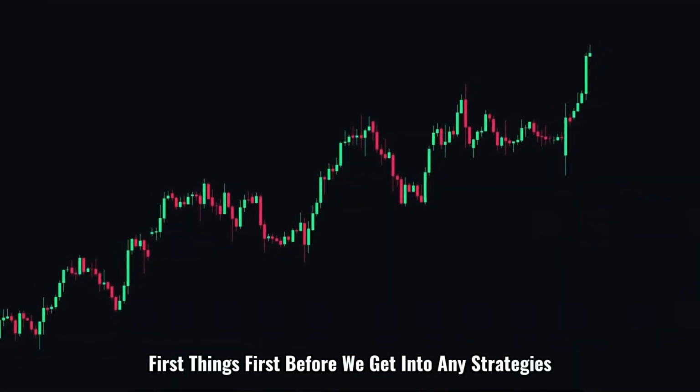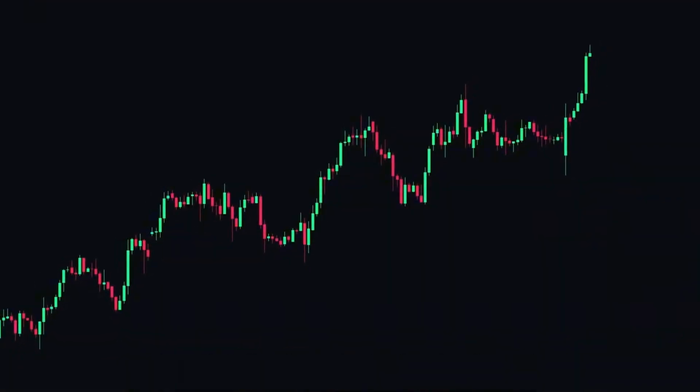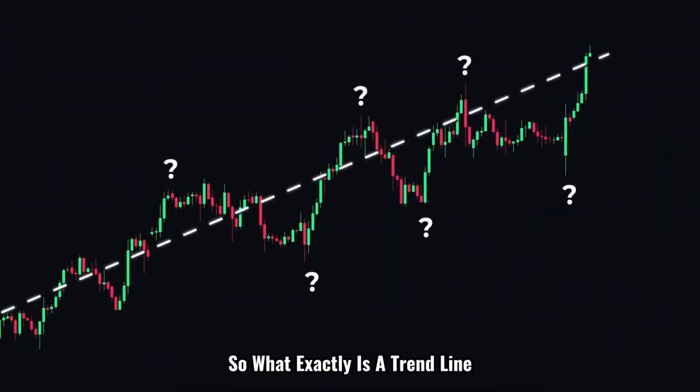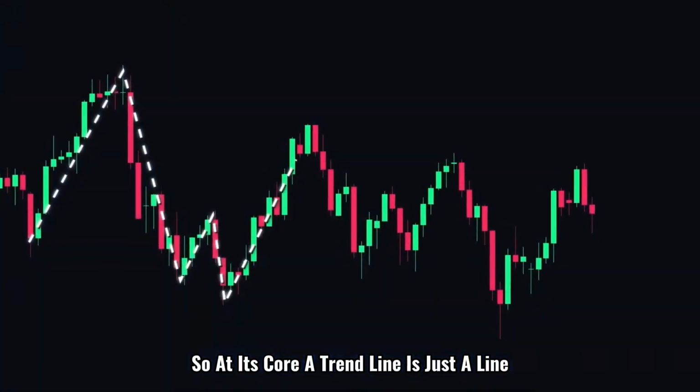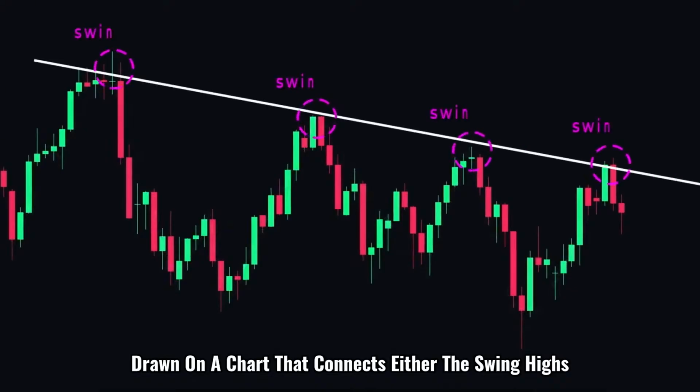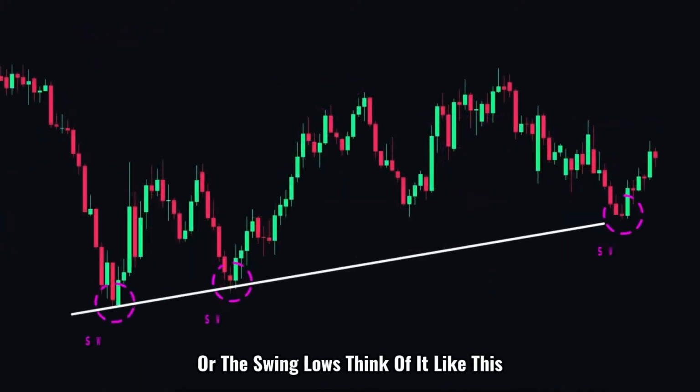First things first, before we get into any strategies, we've got to get the basics down cold. So what exactly is a trend line? And what are the two main types you're going to see all the time? Getting this foundation right is everything. So at its core, a trend line is just a line drawn on a chart that connects either the swing highs or the swing lows.